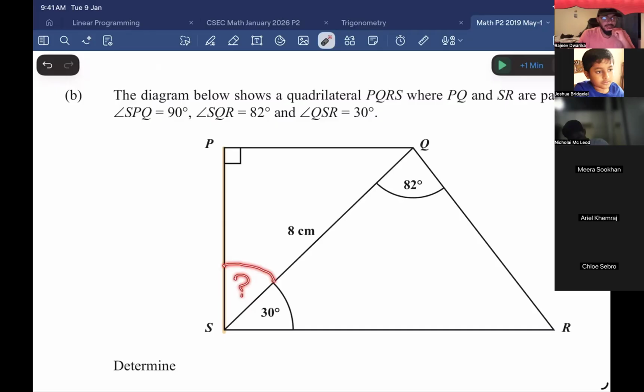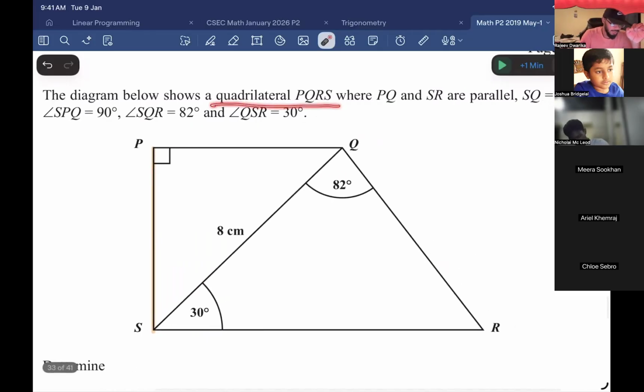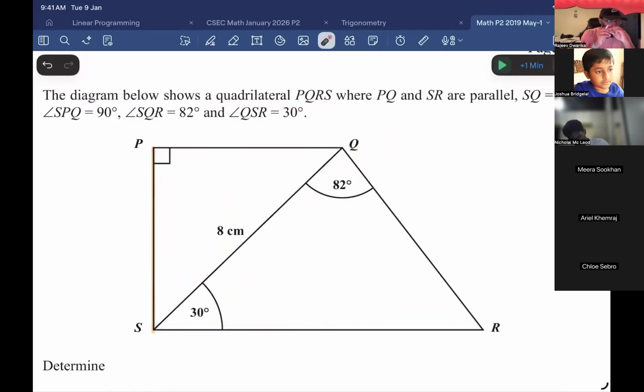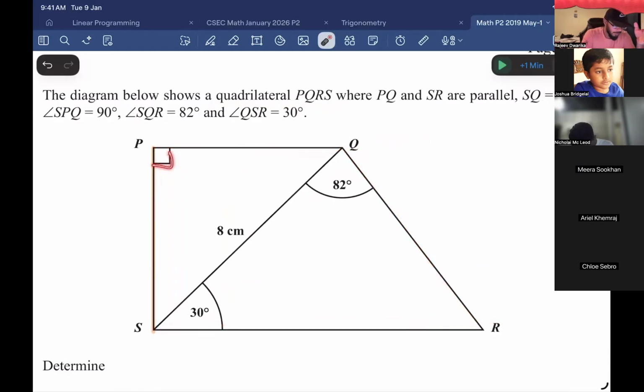All right. So in the diagram below, there's a quadrilateral, PQRS. And this specific shape is a trapezium. Seeing that? Do you know this was a trapezium? So you're dealing with a trapezium, right? For a trapezium, two of the angles are 90 degrees. So what do you think this angle here would be?